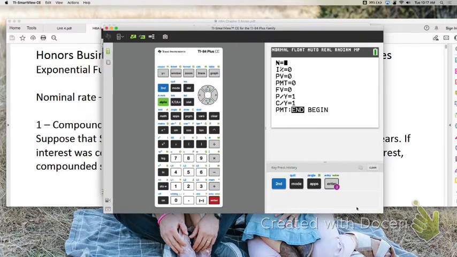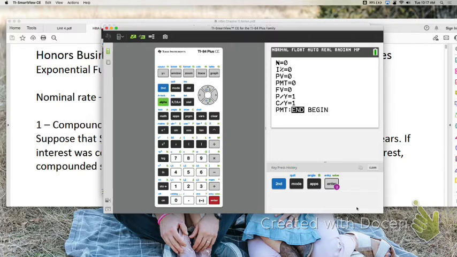Okay. Now, real briefly, I just want to talk through what each of these things mean. N is going to have to do with the time. It is also going to have to do with the compounding periods. So underneath the bullet point for N, it says N is the total number of payments. Or you can also write next to that, total number of compounding periods.